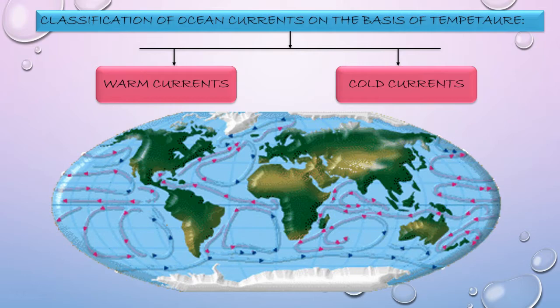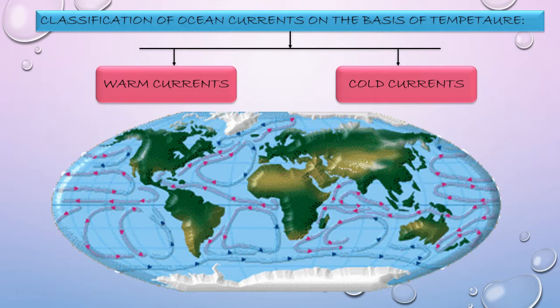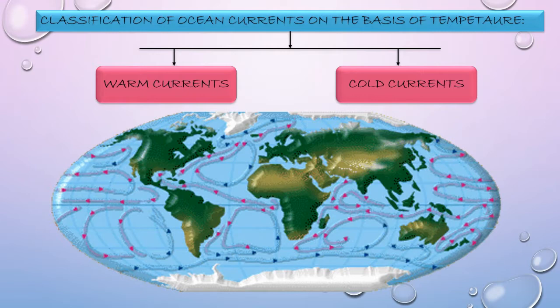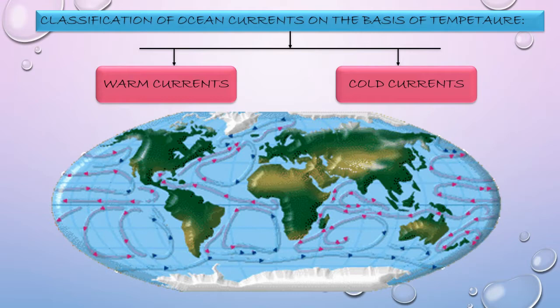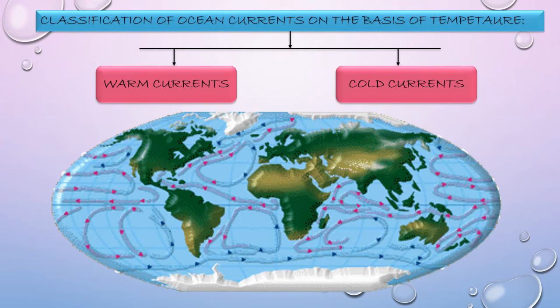These currents flow from the equator towards higher latitudes, and accordingly, when the temperature of the current's water is lower than the ocean surrounding it, it is a cold water current. These flow from higher latitudes towards the equator. As you can see in the picture, students, the red arrows are warm ocean currents, and the blue arrows are the cold water currents.